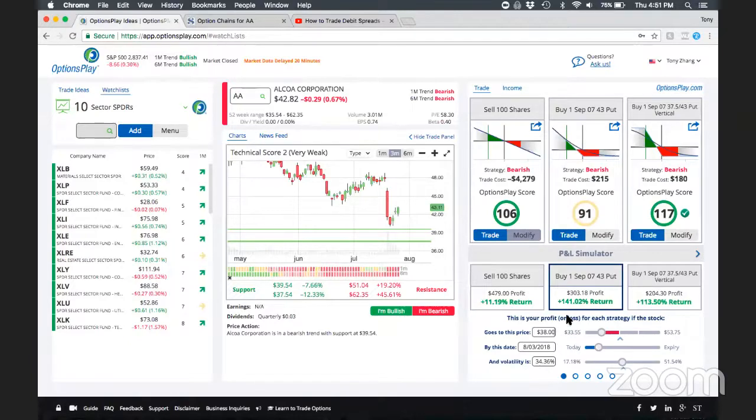So if you get this move, and you see this large move go down lower and you see this potential profit, you're going to say, okay, that's enough profit for me. I'm getting this 140% return. That's more than enough for me. Let me take my profits.